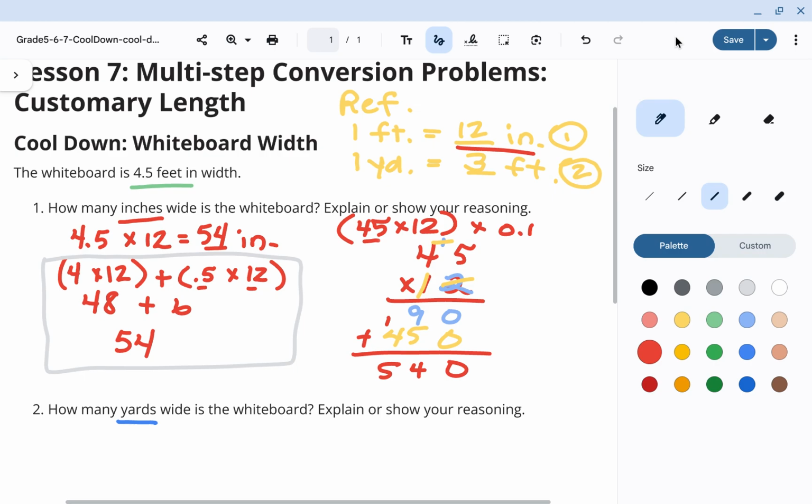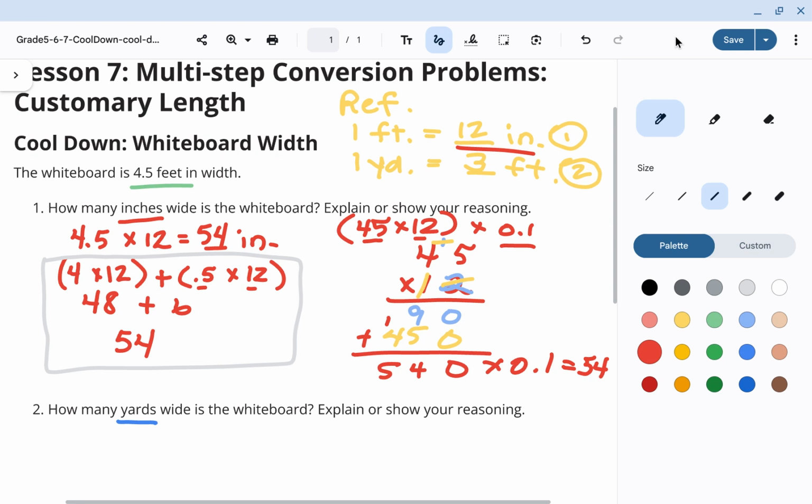Because I treated these like they were whole numbers, I now have to go back and adjust and remember that really 1 was a decimal in the tenths place. So now I have to lose that 0 and this becomes 54. So either way, I'm getting an answer of 54 inches, right?